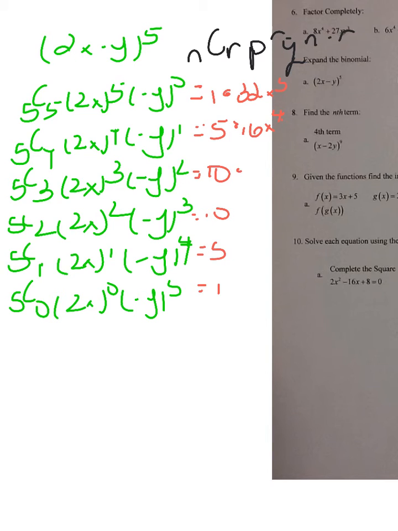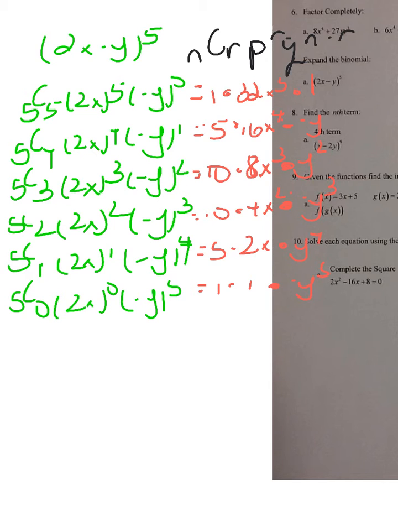2x to the third is 8x to the third. 2x squared is 4x squared. Times 2x to the first times 2x to the 0 is 1. And then we have negative y to the 0 is 1. Negative y to the first is negative y. Remember, that's multiplying there. Negative y squared is y squared. Negative y to the third is negative y to the third. Negative y to the fourth is y to the fourth. And negative y to the fifth is negative y to the fifth.